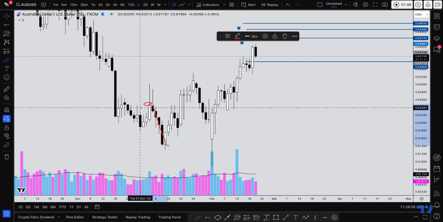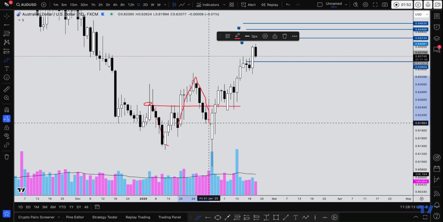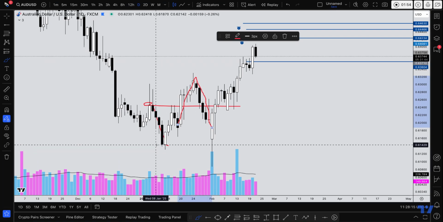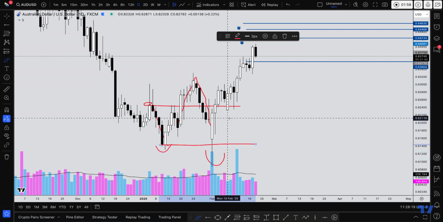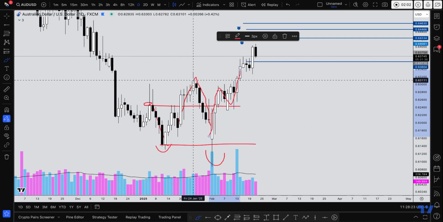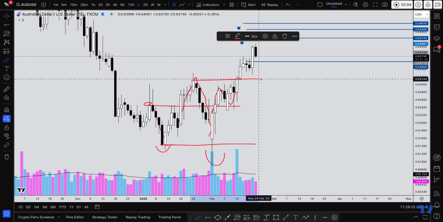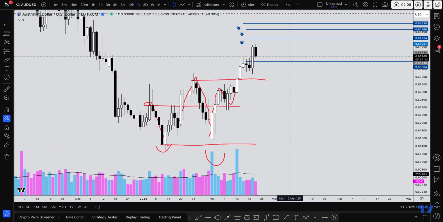Got a nice push down. We then broke structure, went above. Okay, and you can see they came down, swept any early buyers at these levels here, causing a double bottom. And then we finally broke above again, tested those highs at the 0.6311, finally broke through, and you can see some bullish momentum at the moment.